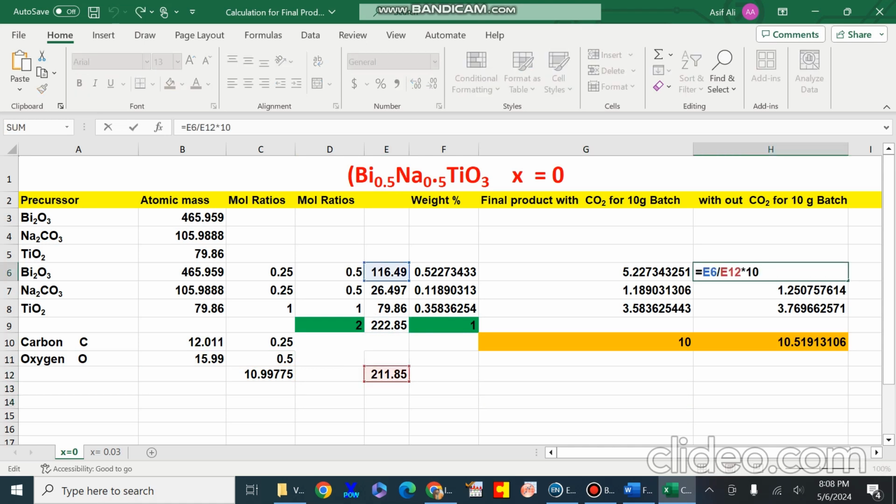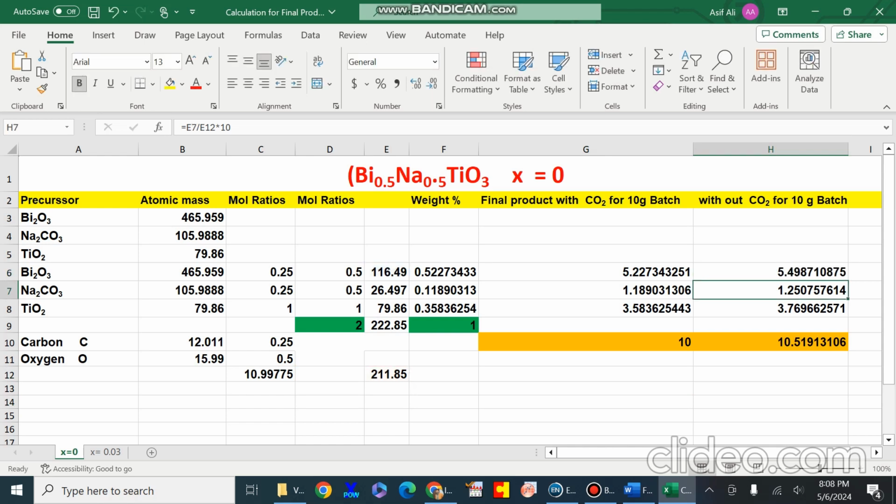Here, in simple words, I can divide the atomic mass of the bismuth oxide by the total formula mass, but without carbon dioxide, and then multiply with 10. And the same is the case for this one.